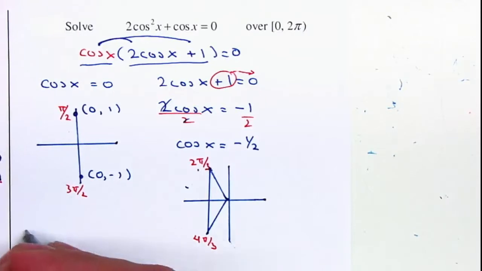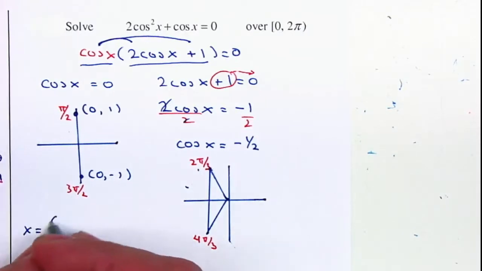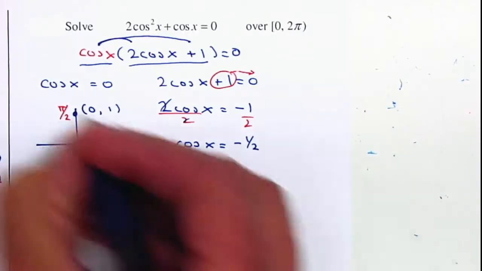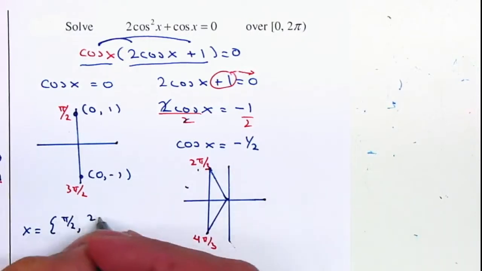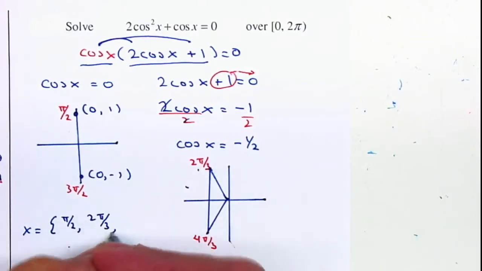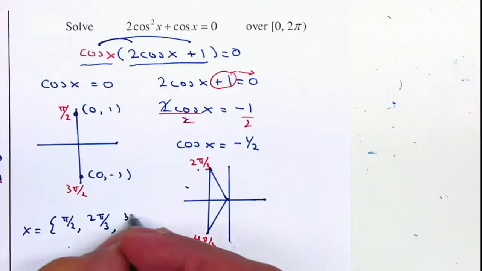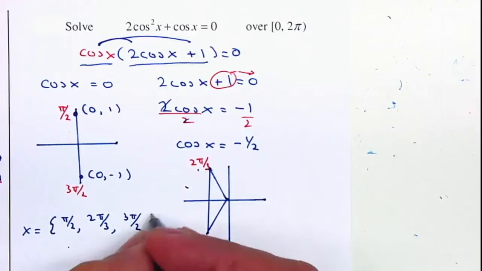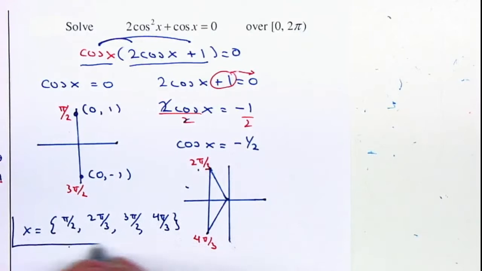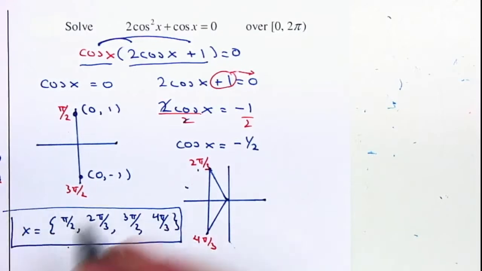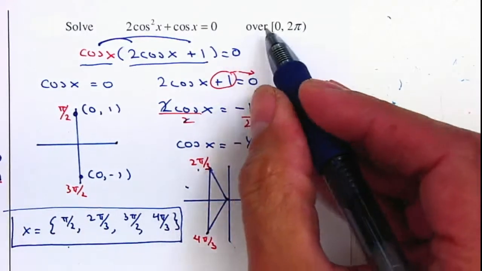So let's write them down in set notation. First will be pi over 2, next will be 2 pi over 3, next will be 3 pi over 2, and the last one will be 4 pi over 3. Remember, we're only looking for the interval between 0 and 2 pi.